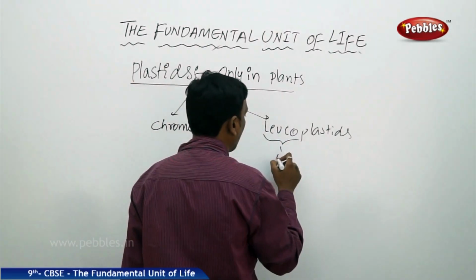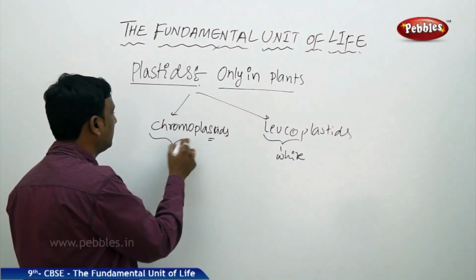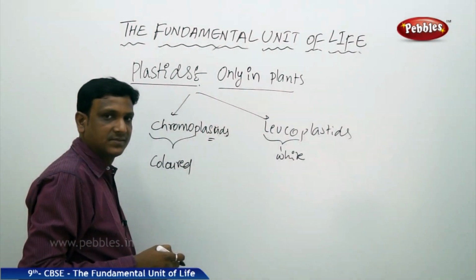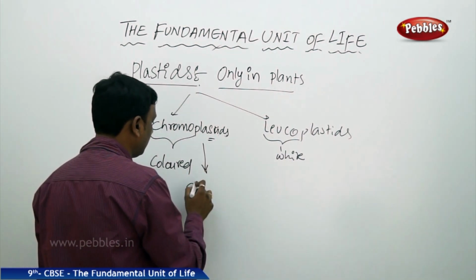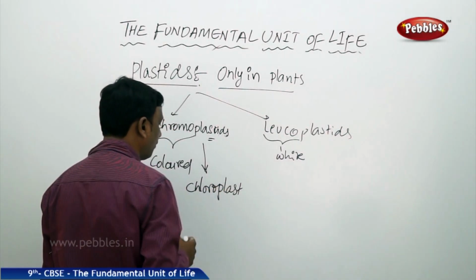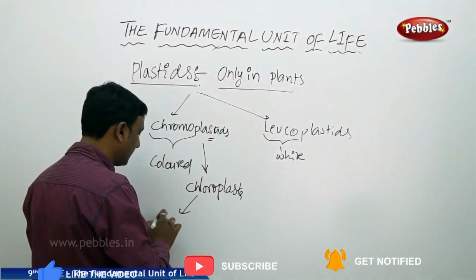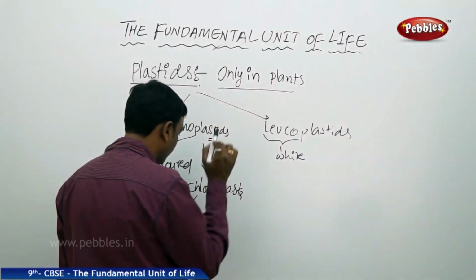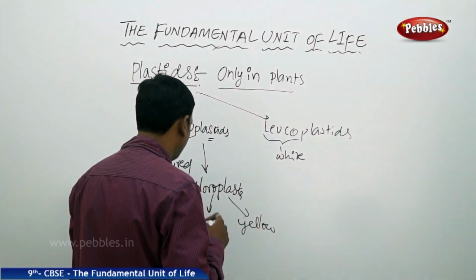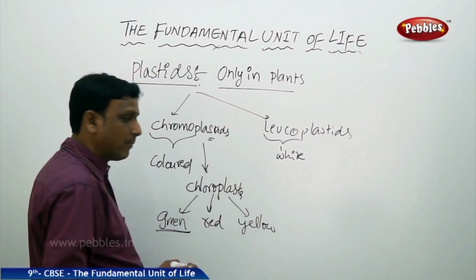Leuco means white. So which are white plastids? That means colorless. Chromo means colored. So as the name suggests, they are colored plastids. These chromoplasts, an example is chloroplast. So these chloroplasts are of different colors, green, red, yellow, depending upon the pigment they contain.